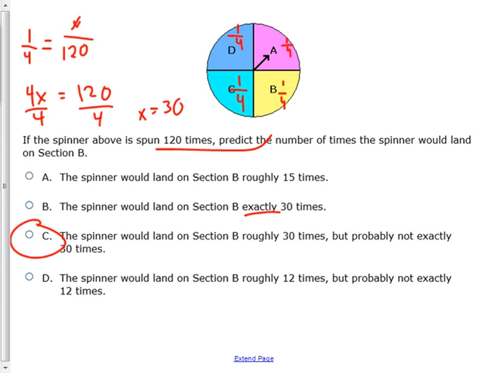Because this is a prediction, we can't say it's going to land on exactly 30 times. It'd be great if we knew that, but we just don't. So there's our day 2 probability lesson. So hopefully that helps us understand some of those question types.